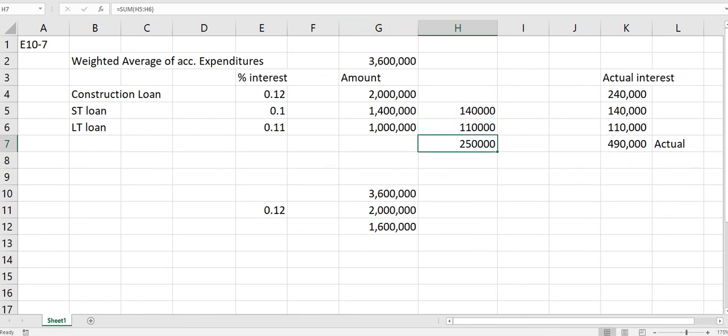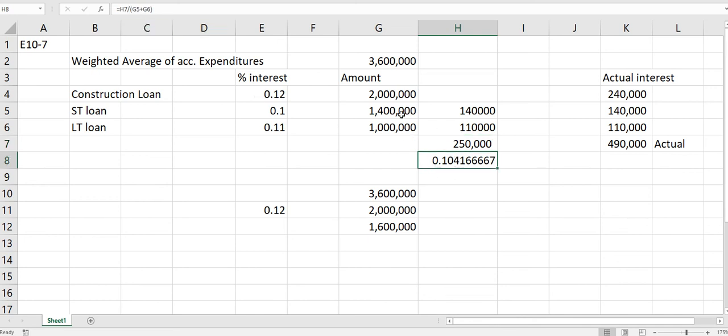So $250,000 interest divided by, we're going to divide that by the total amount of loans outstanding to find a weighted average. So hopefully you got that formula. First we times them together to get a total amount of interest incurred by just these two leftover loans, and then we divided by the total amount of loans, the short-term and the long-term loans. So 250 divided by 2.4 million there, and you can see that formula.